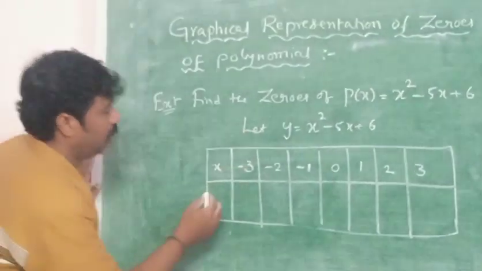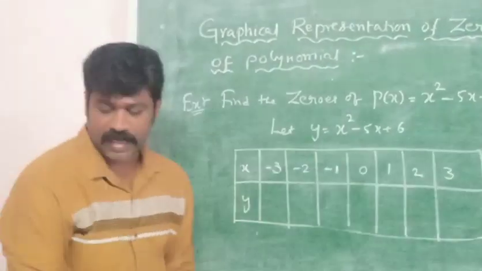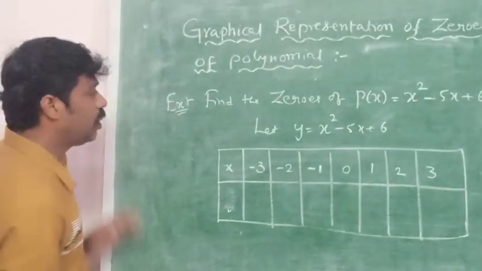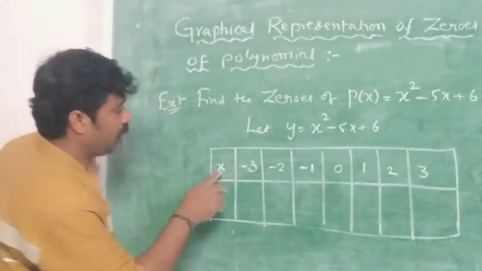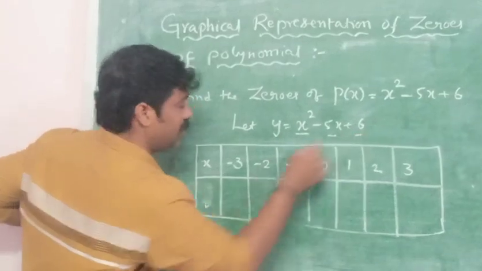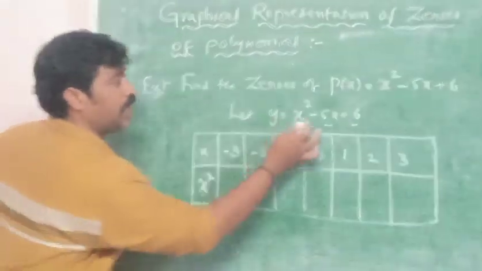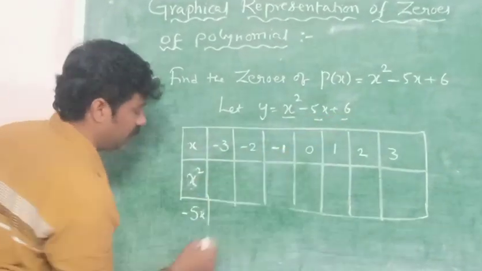Similarly, if we substitute x values, we will get y values. How will we get that? Before that, to get y values, first we have to write how many terms are there. Each term we have to write here. So x values we have substituted. After that, 3 terms are there, and we have to write the 3 terms separately. So this is the x square value. Then this one is the minus 5x value. Then the third term is 6.